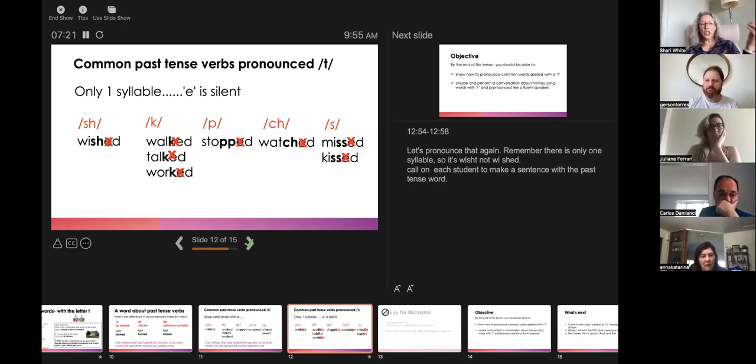So it's not wish-ed and it's not talk-ed. It's talked. So it's only one syllable, one clap. Wished, not wish-ed. Okay, this is probably the biggest pronunciation problem that Portuguese speakers have. So let's practice this again.